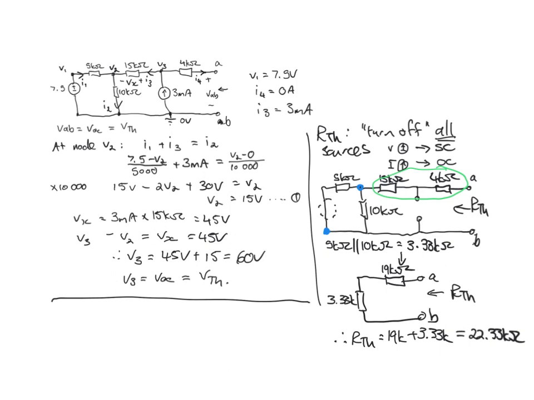And now remember that a Thevenin equivalent circuit isn't complete until we've actually drawn the Thevenin equivalent circuit, and so we found that the Thevenin equivalent voltage V Thevenin is equal to 60 volts, and that's in series with the Thevenin equivalent resistor R Thevenin, which is 22.33 kilo ohms.